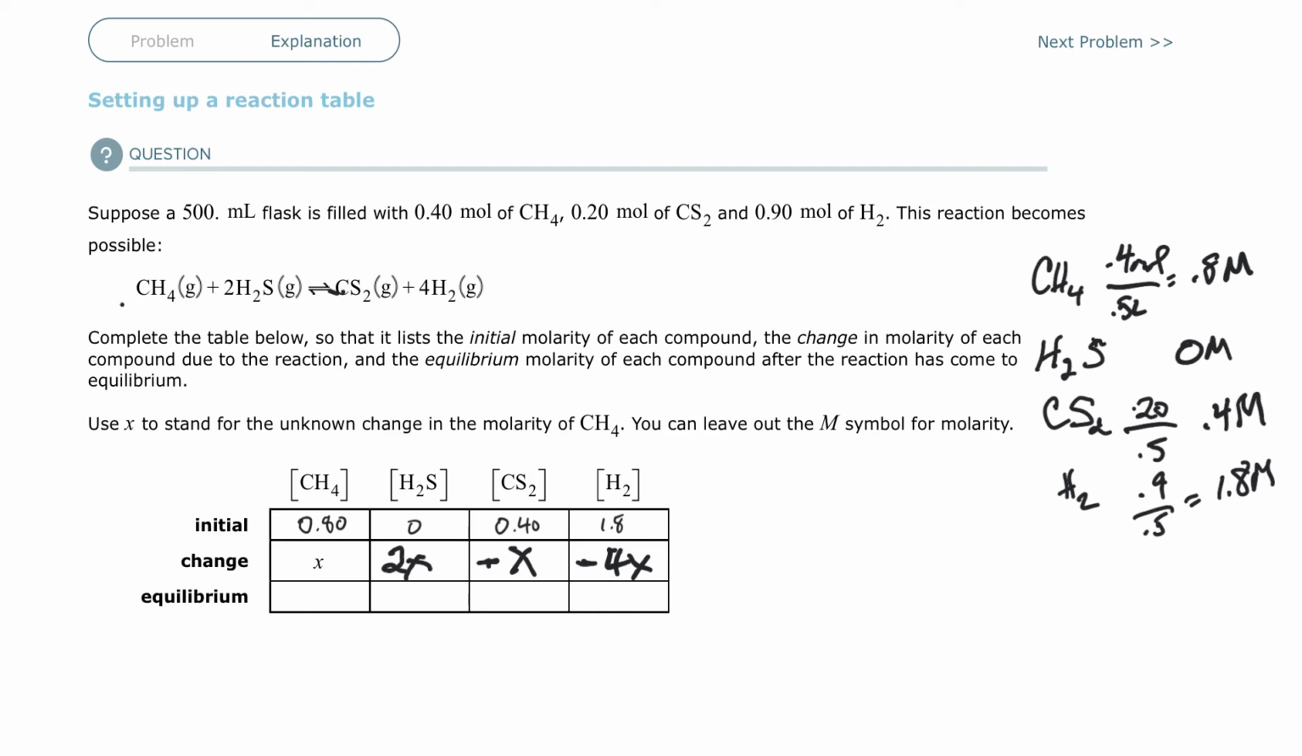The last part's as simple as it can be. All you're going to do is add those two up. So you're going to say 0.80 plus x. This is 0 plus 2x. This is 0.40 minus x. And this is 1.8 minus 4x.